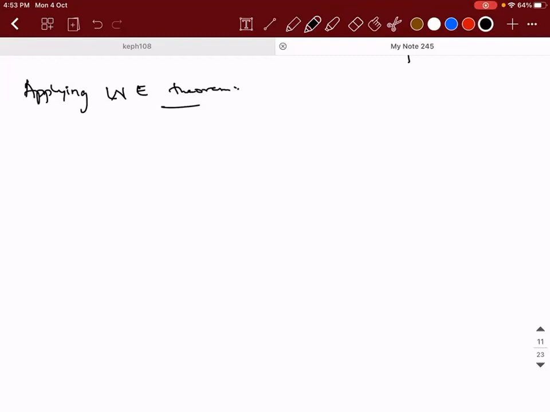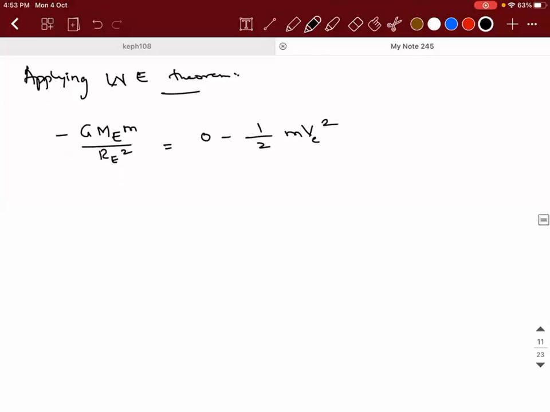The total work that is being done is equal to the change in kinetic energy. So total work that is being done at the surface is minus GM_E m divided by R_E square. This will be equal to the change in kinetic energy, 0 minus half m V_E square, where V_E is the escape velocity. So if you observe, minus and minus will get cancelled, small m will get cancelled. So what is the value of escape velocity? It will be root of 2 times GM_E divided by R_E square.